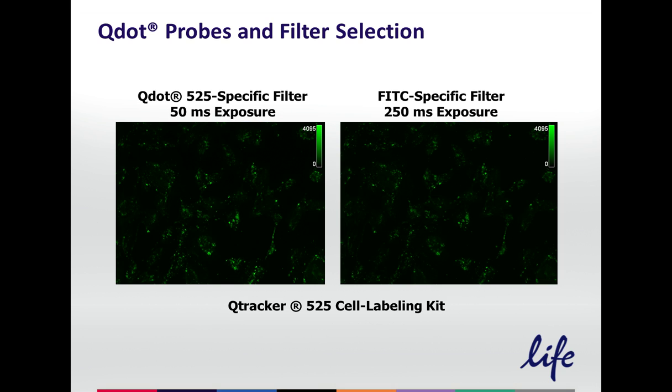In the next one, you can see Q dot 525, which is our dimmest of the Q dots, at a 50 millisecond optimal exposure time. I don't remember what the label is here. But on the right is Fitzy, which is a fluorescein derivative, very common dye that's used traditionally. It took 250 milliseconds to get an optimal exposure with that one. So just some examples there showing how bright Q dots are in comparison.